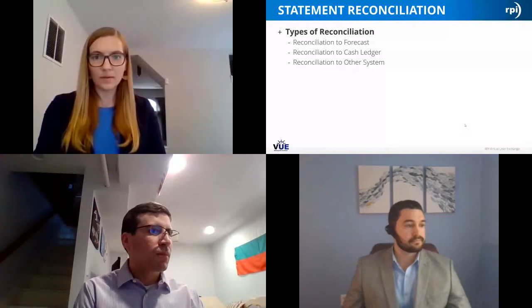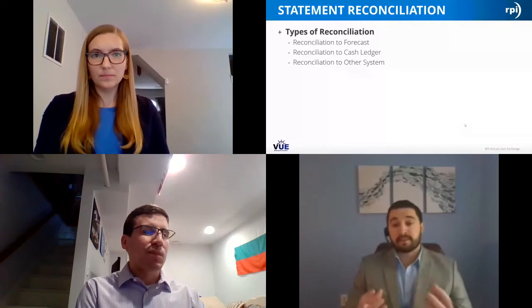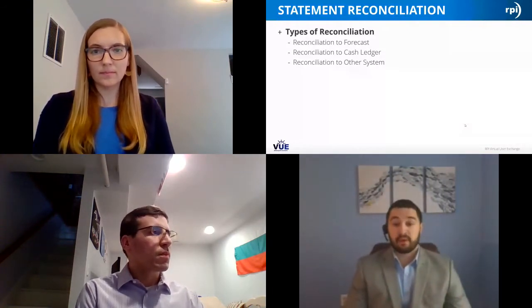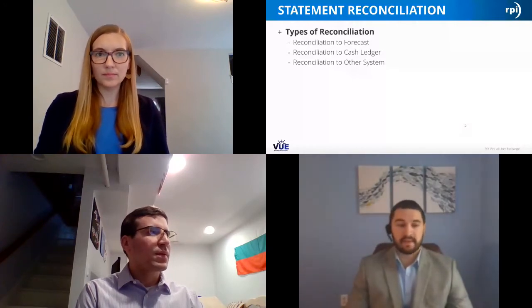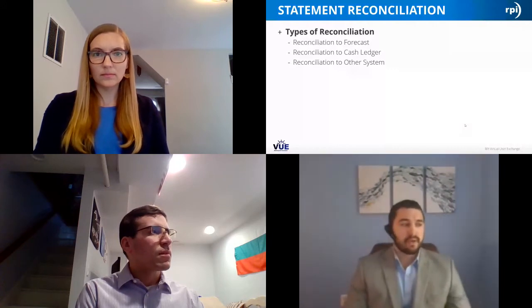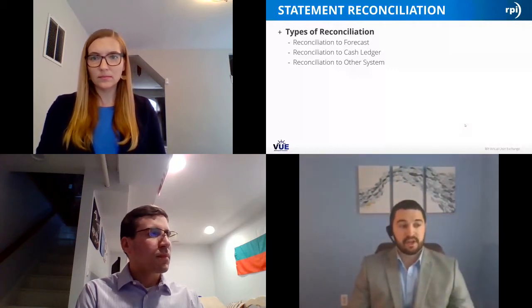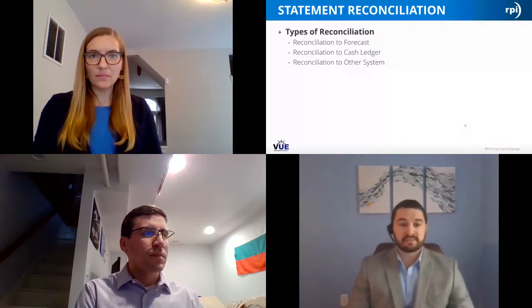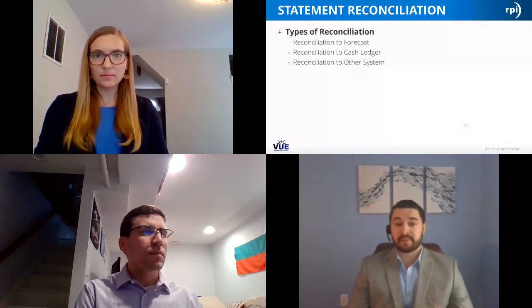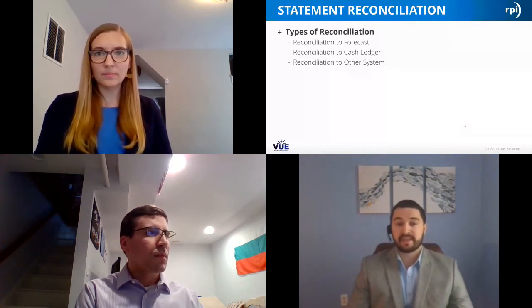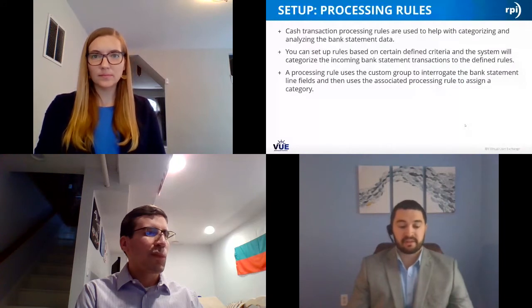All right. Okay. So processing rules. There's a couple different pieces that we have to set up and configure to help Infor reconcile against that bank statement. And one of those main pieces is going to be the processing rules. So cash transaction processing rules are used to help with categorizing and analyzing the bank statement data. You can set these rules based on different predetermined criteria that you set up. And it's going to allow the system to categorize that incoming bank statement transactions to those defined rules.